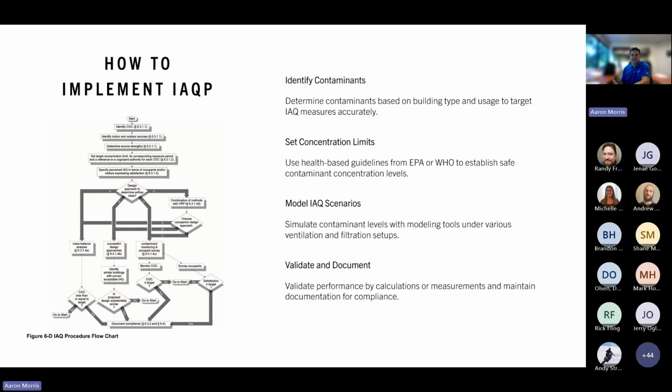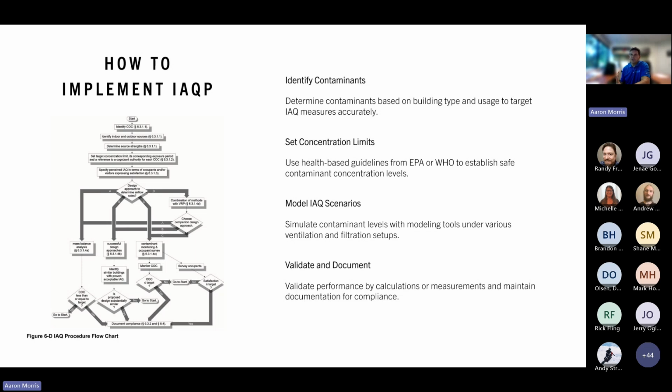So when that space is not occupied, you're bringing in a lower amount of outside air and providing the most efficient system. You need to identify the contaminants of concern and set concentration limits, which those guidelines are in the ASHRAE standard now. And then you need to model a scenario for your building based on the treatment strategies that you're going to implement. So we'll take a look at how you could model that using spreadsheet calculation tools that are available.